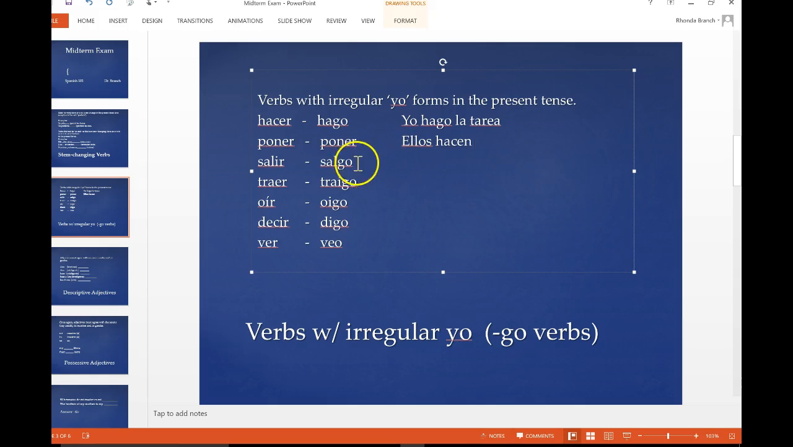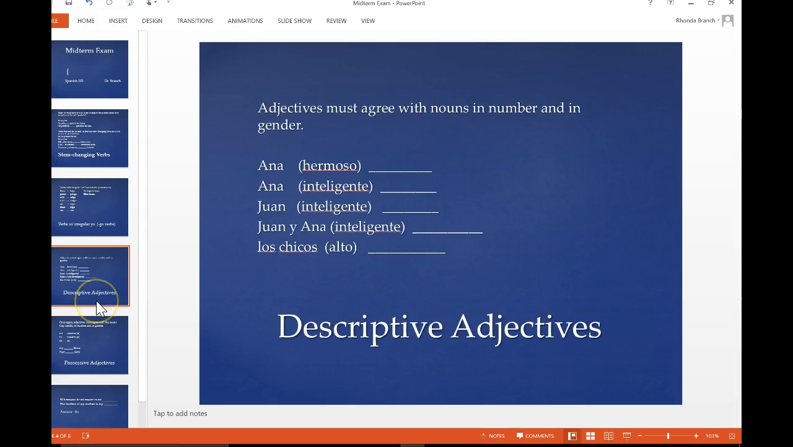Only if it's yo do you worry about these forms. And this one's actually pongo. Okay? Pongo, salir, traer, oír, oigo. All of those are the yo forms. If outside of the yo, just take the ER, IR off and put the verb forms. Okay? All right, let's see.